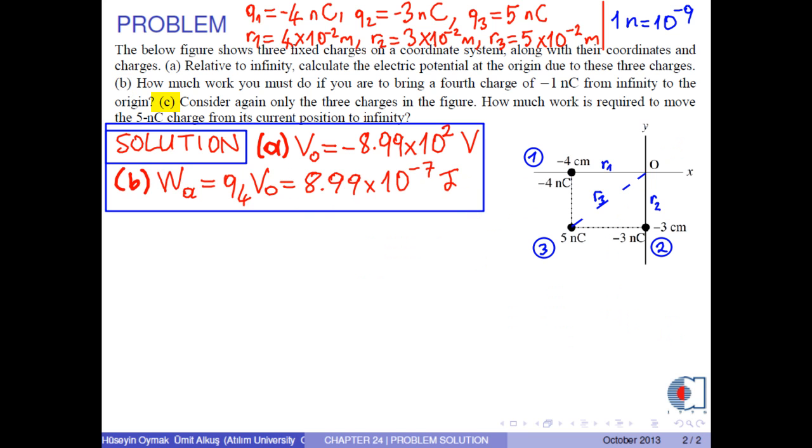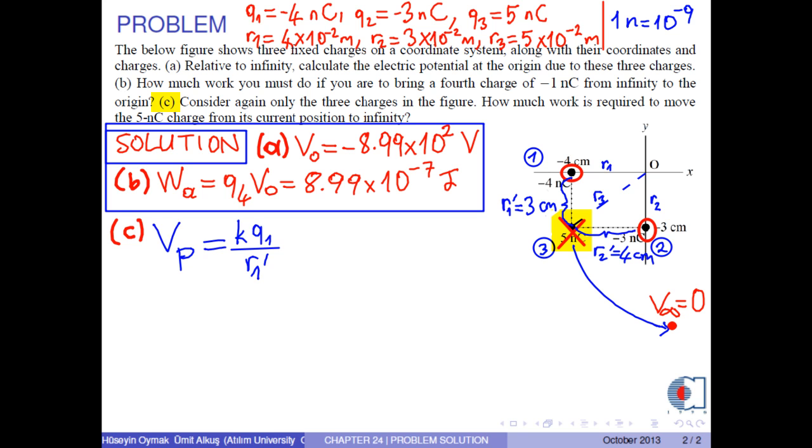C. Consider again only the three charges in the figure. How much work is required to move the 5 nanocoulomb charge from its current position to infinity? In this part, first let us find the electric potential due to charges Q1 and Q2 at point P. The potential due to Q1 at point P is KQ1 over R1 prime. Now R1 prime is 3 centimeters.